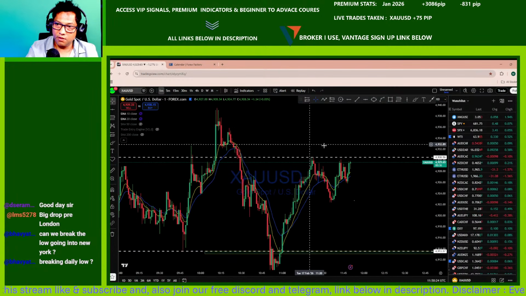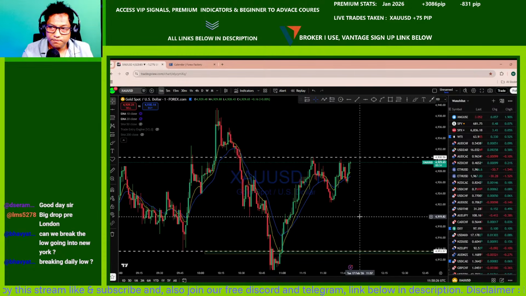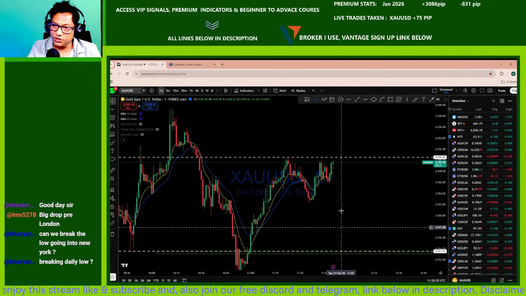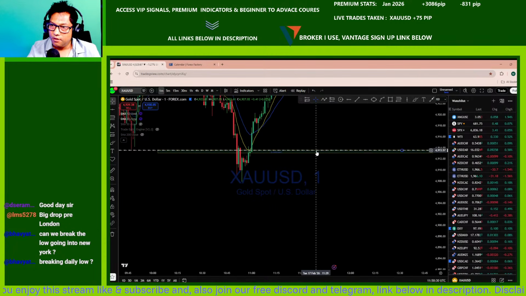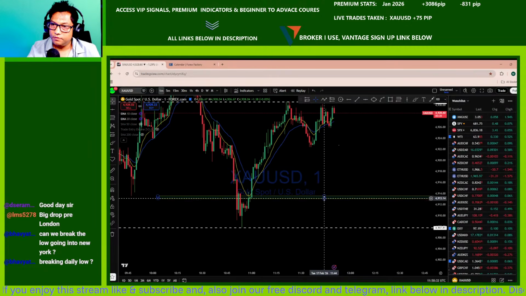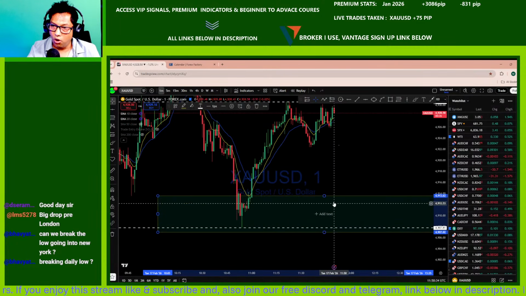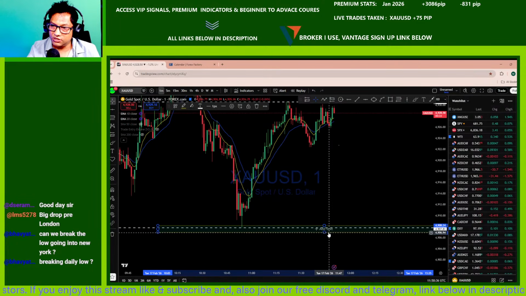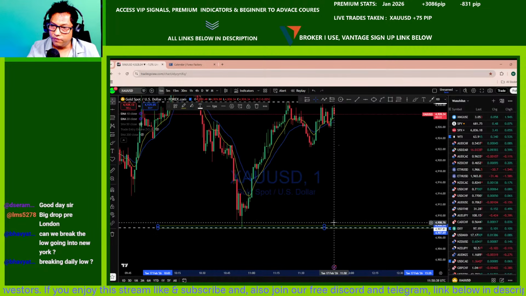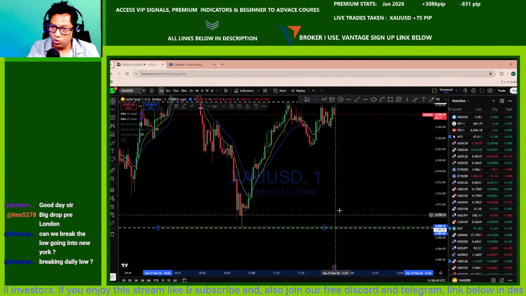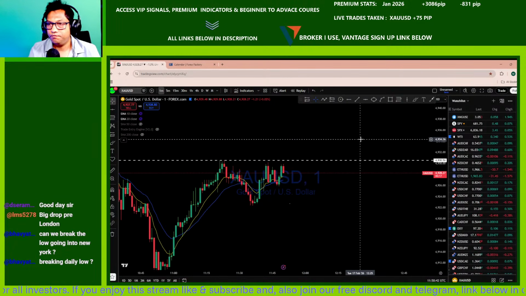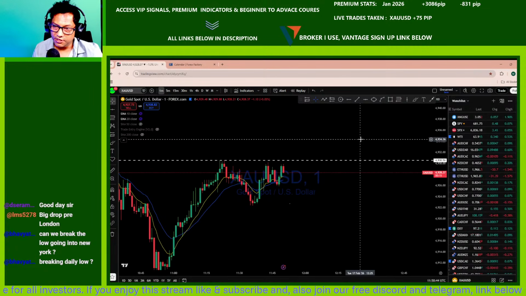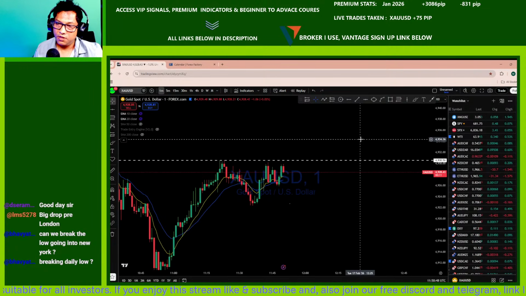Do you think it's going to break this high and reverse? And the daily low is here. So if the market drops, there is a higher chance for the market to eventually drop down to the daily low, which is a very high probability setup here, that the market could eventually break down to the daily low.